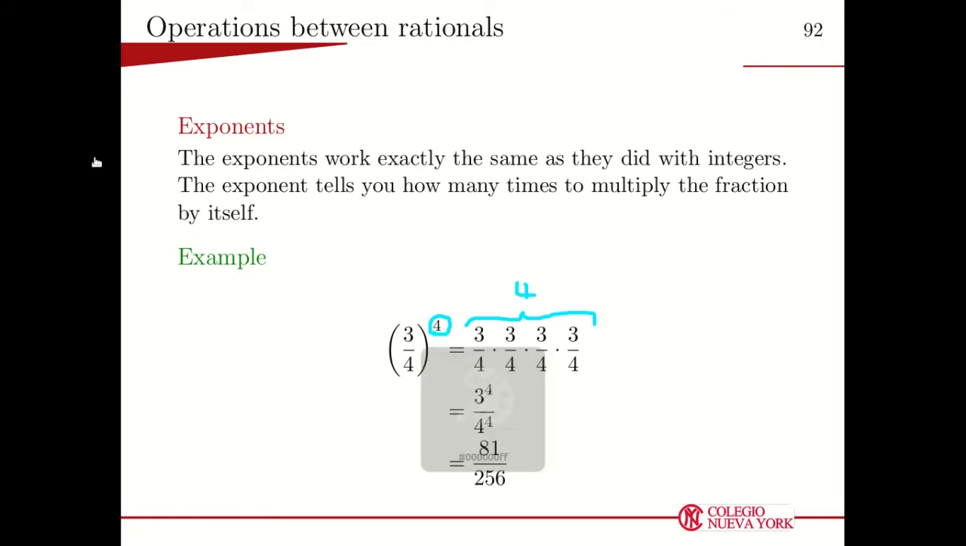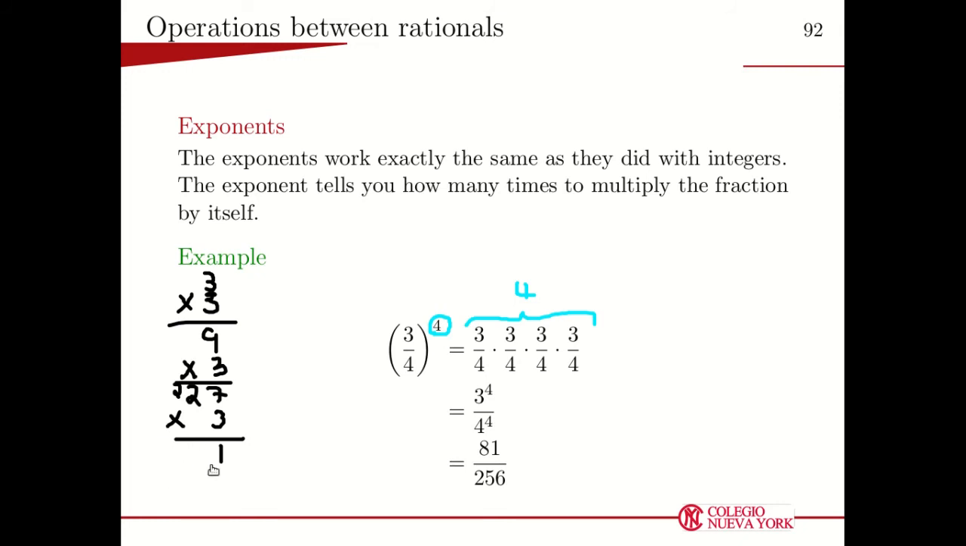So just so that you can take a look, I'm going to do those products super quick here. 3 times 3 is 9. If we multiply that times 3, we have 27. And if we multiply that times 3, 7 times 3 is 21, carry a 2. And 3 times 2 is 6, plus 2, 81. So that gives us the numerator.